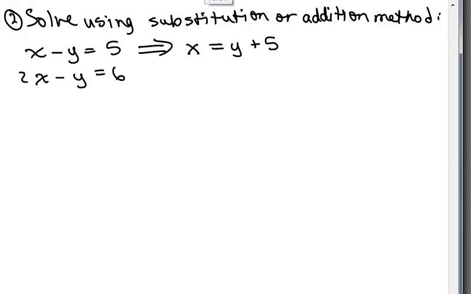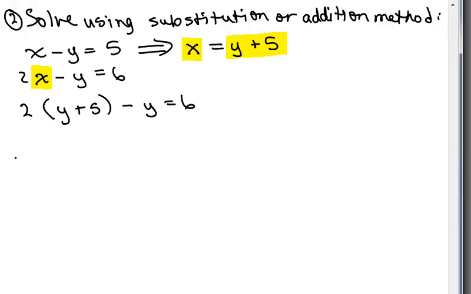So x is the same thing as y plus 5. So I'm going to put that in for x into the other equation, right? That's how the substitution method works. So instead of x, I'm going to put in y plus 5. Make sure you use parentheses. And now we have an equation with one variable.